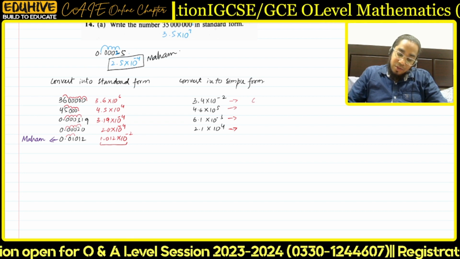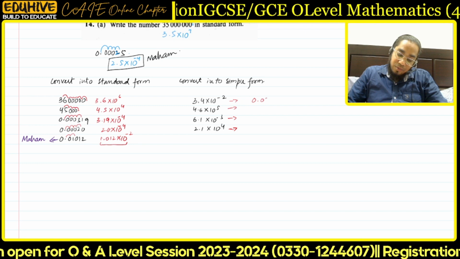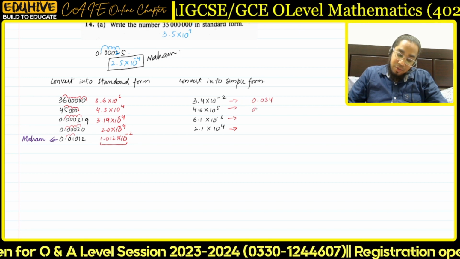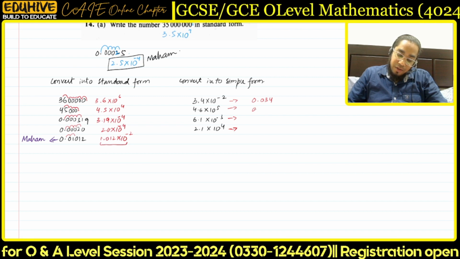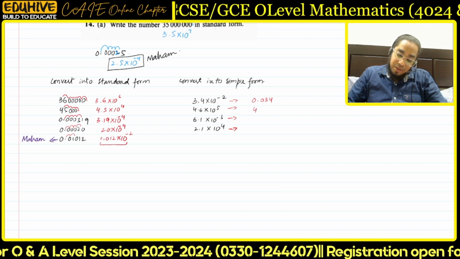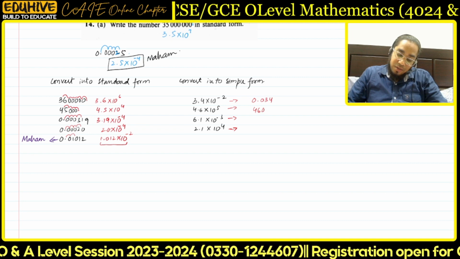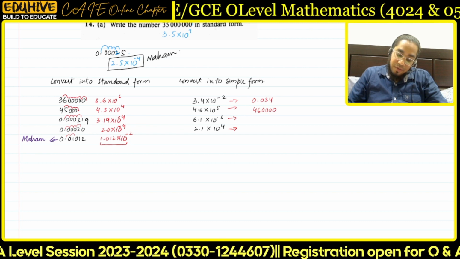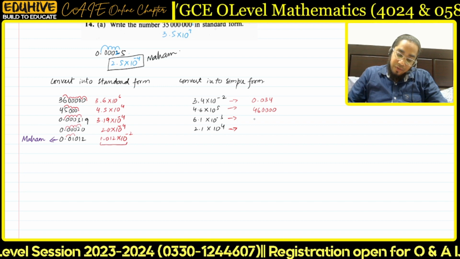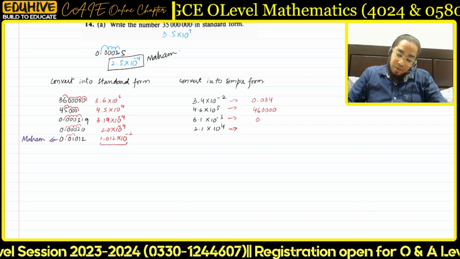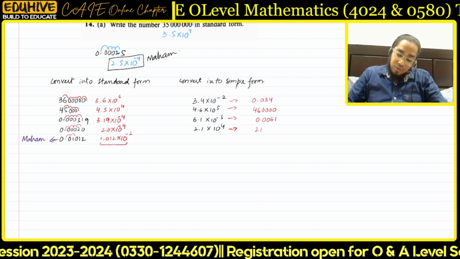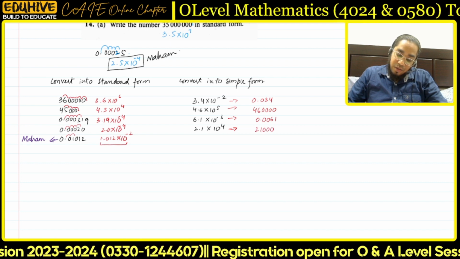And this is going to be 0.034, and this is going to be 0, or that should be plus. So it means it should be 46. 1, 2, 3, 4, and 5. So it's going to be 5, and it's going to be 0.0061, and it's going to be 2, 1, 2, 3, 4.